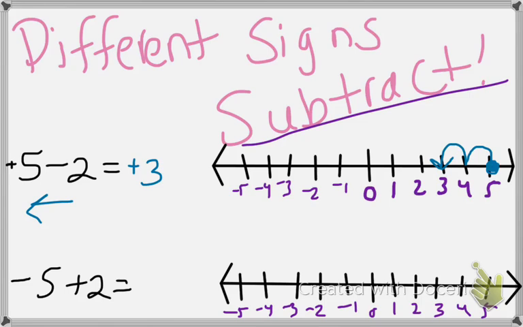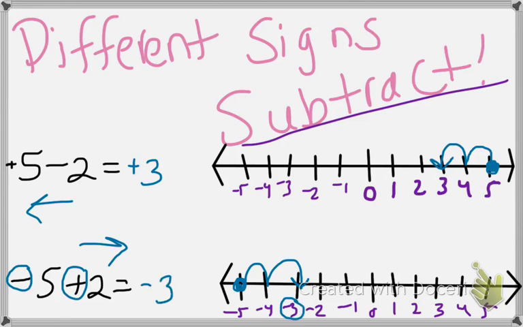Now let's look at this one. It's the opposite. Instead of positive 5, I have negative 5. Instead of subtracting 2, I'm adding 2. Do you notice how the signs are different, right? So let's do that. We're at negative 5, and we're adding 2. So when we add, we go to the right. 1, 2. We end up at negative 3.